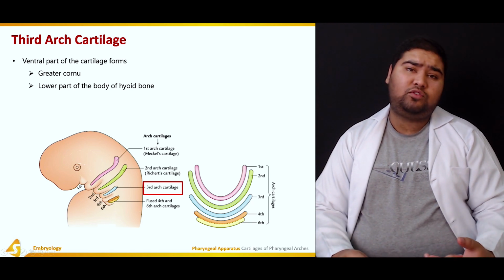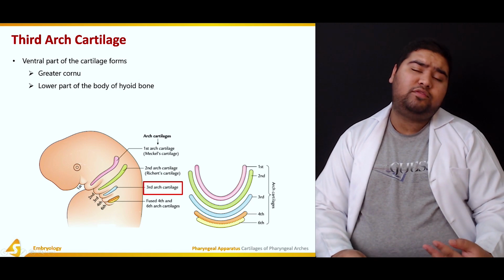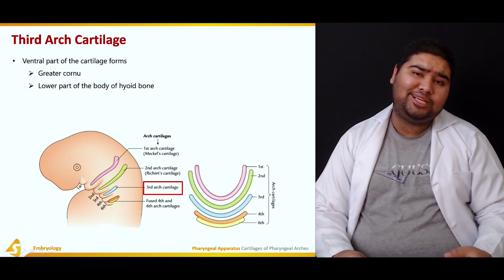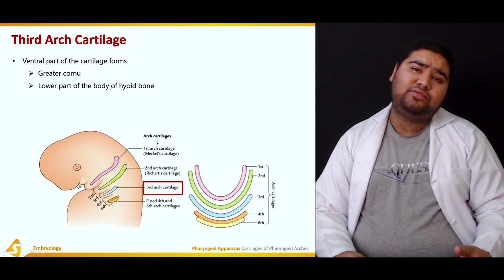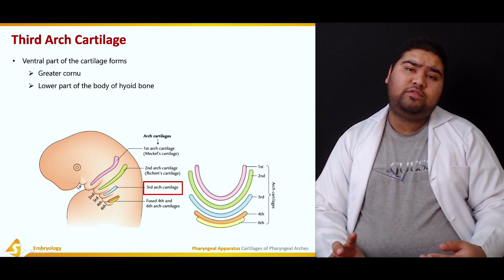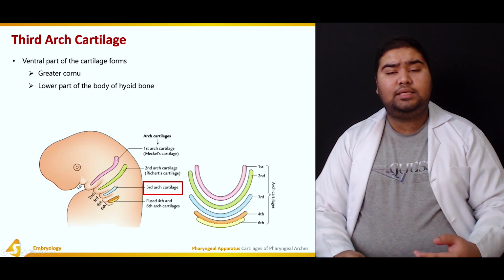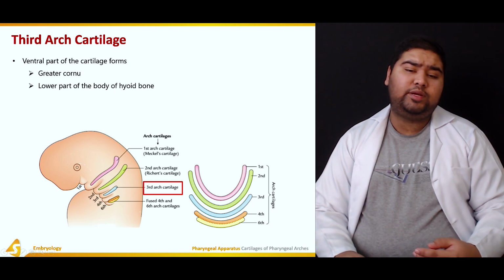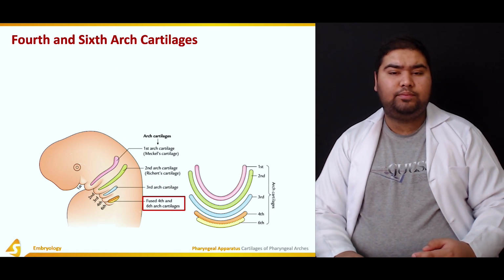So the hyoid bone is formed by two embryological origins: the cartilaginous component of the second aortic arch, that is Reichert's cartilage, and the third aortic arch. Reichert's cartilage forms the lesser cornu and the upper part of the body of the hyoid bone, and the third arch cartilage helps in the formation of the greater cornu and the lower part of the body of the hyoid bone.